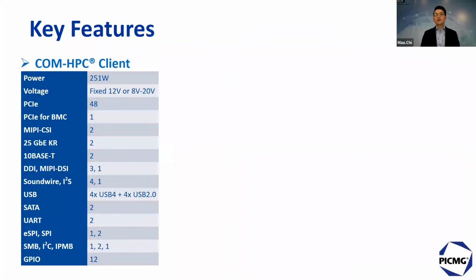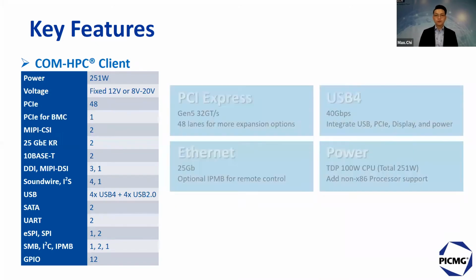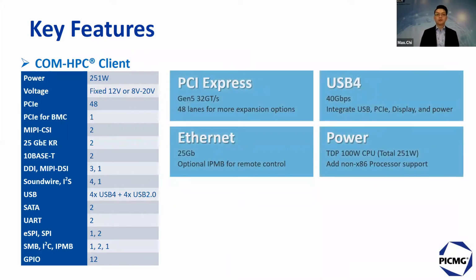And then let's move to the key features. The table here shows you the key features of COM-HPC client. Due to the short time, I will highlight some important ones for you. First, PCI Express. COM-HPC client supports PCI Express Gen 5 with 32 GT per second high speed, and it gives you 48 lanes for more expansion options. USB 4 integrates USB, PCI Express, display, and power, all the functions together to provide you flexible designability.